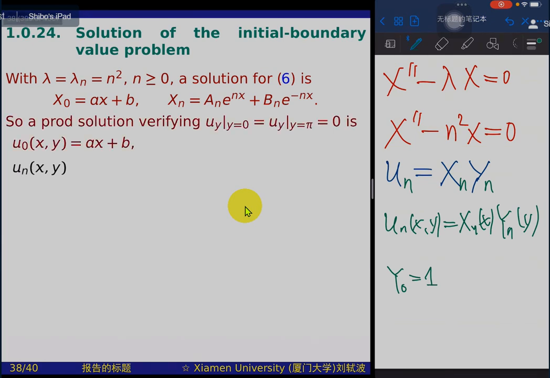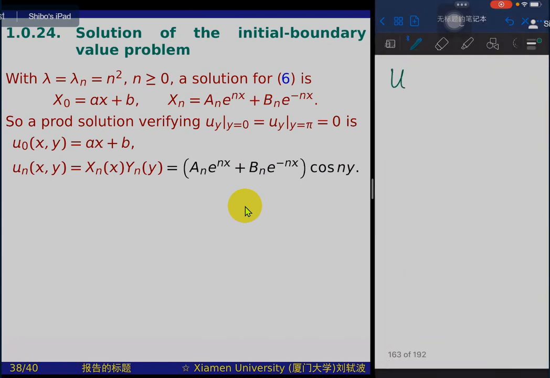Okay? And then, for the other n, n equals 1, 2, 3, and so on, your un(x,y) is xn(x) yn(y), which is given by the expressions of xn and yn. Yn is the eigenfunction cosine ny. So you see this is your un. Now, what does this un satisfy? You can check. This un satisfies our PDE. Our PDE is uxx plus uyy equals 0. This un also satisfies the boundary condition.